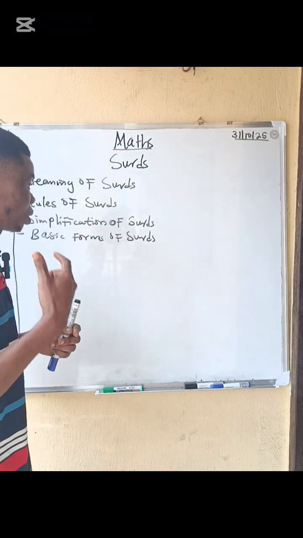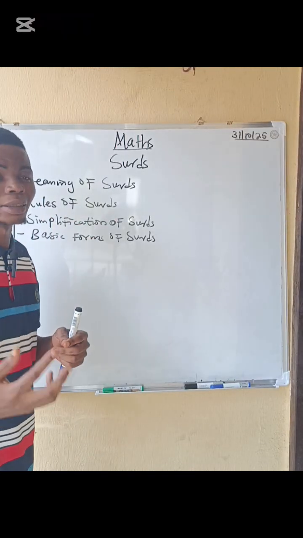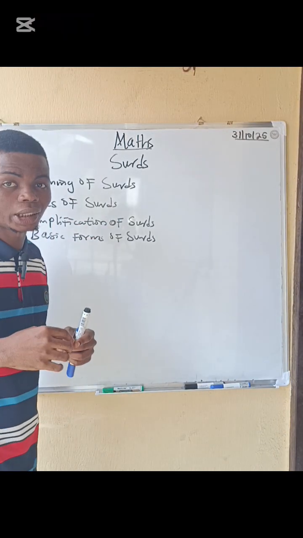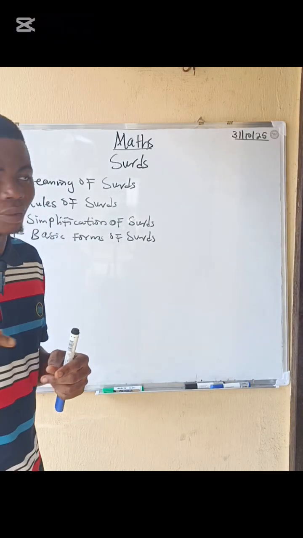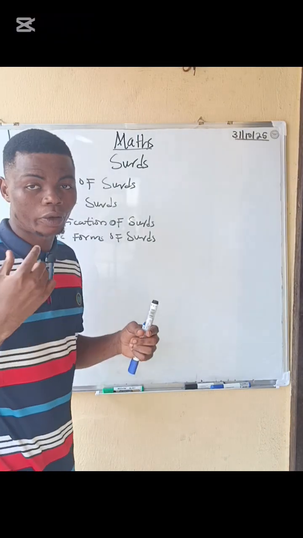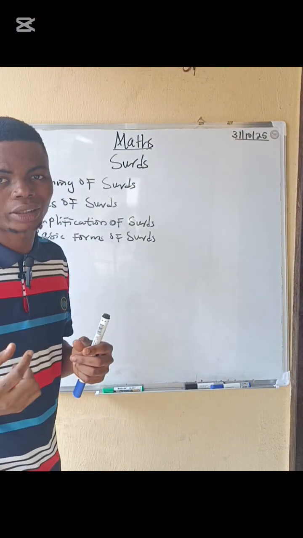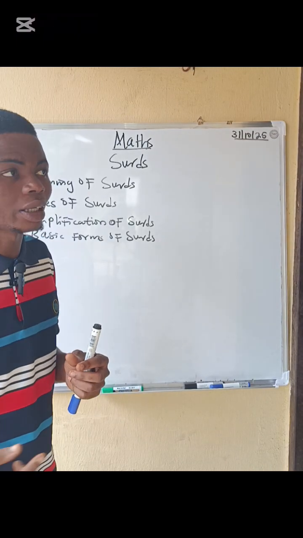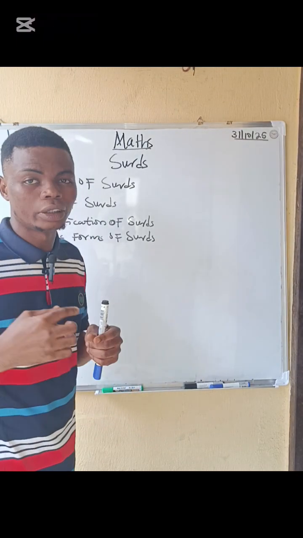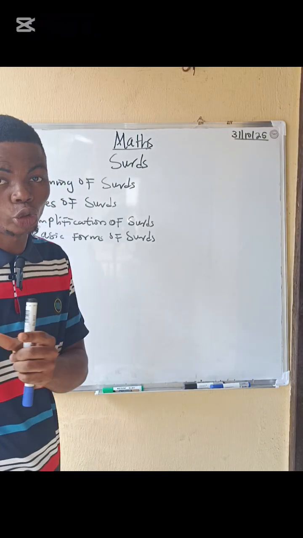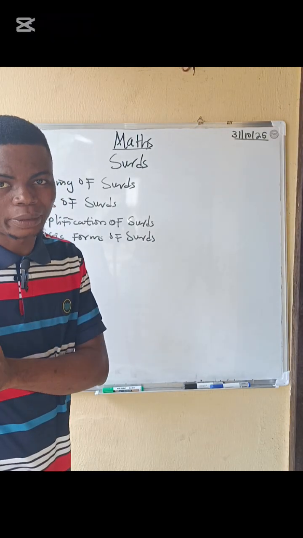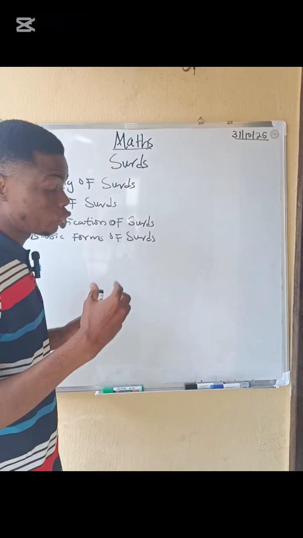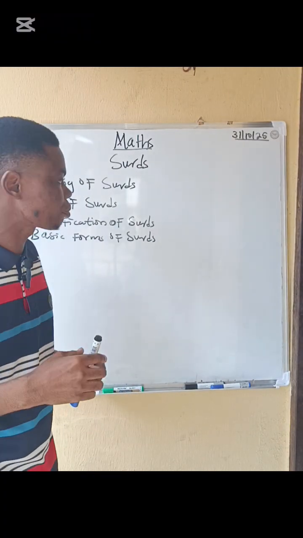Remember in our previous video, I explained two types of numbers, which are rational numbers and irrational numbers. I defined rational numbers as those numbers which can be expressed as a ratio of two integers. And I also defined irrational numbers as those numbers which cannot be expressed as a ratio of two integers. I also gave examples.